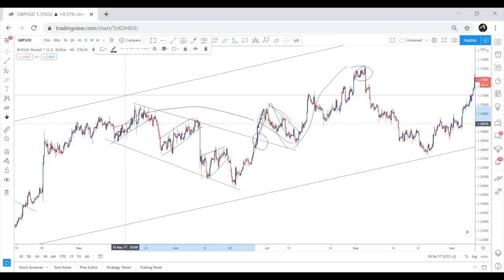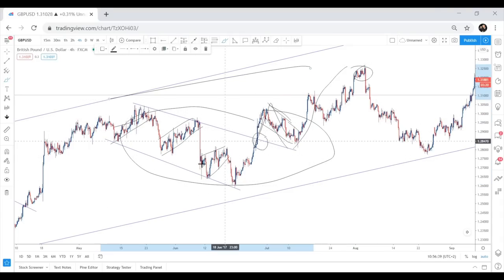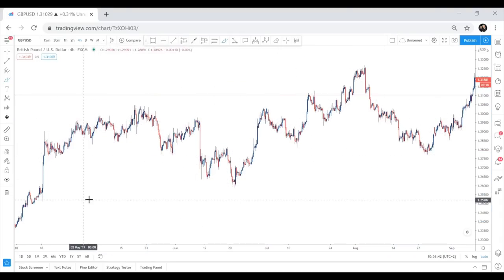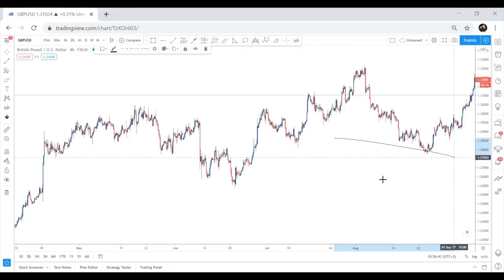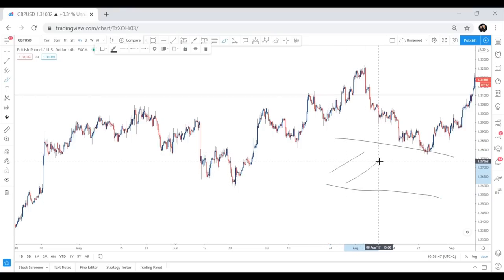So this is what we need, guys, by structures. We have the outer structures, and then we have the inner structures. As you know, the outer structures is what happens on a bigger time frame. The inner structures are what happens between lower time frames. So guys, let's get back to the lesson.